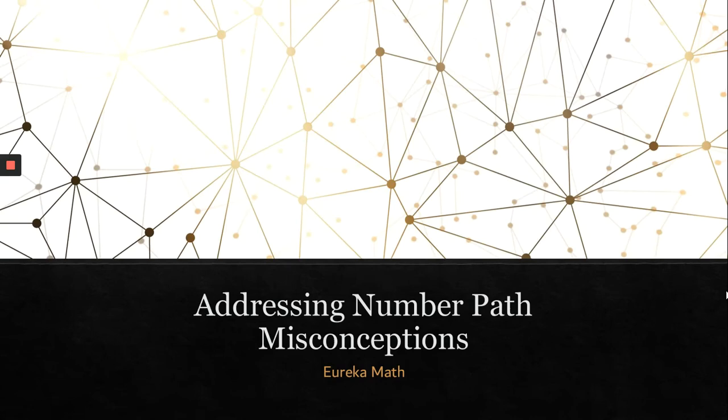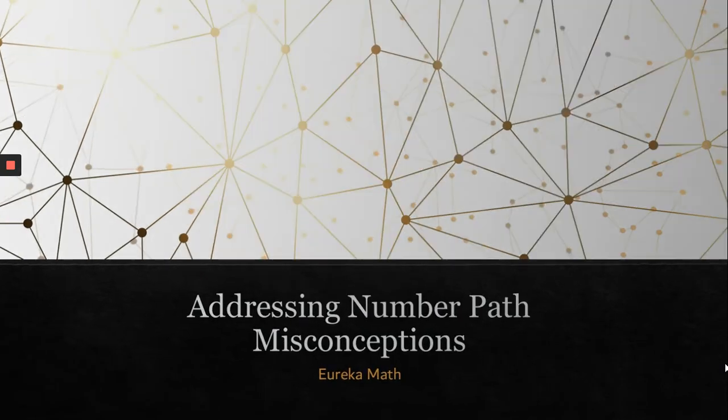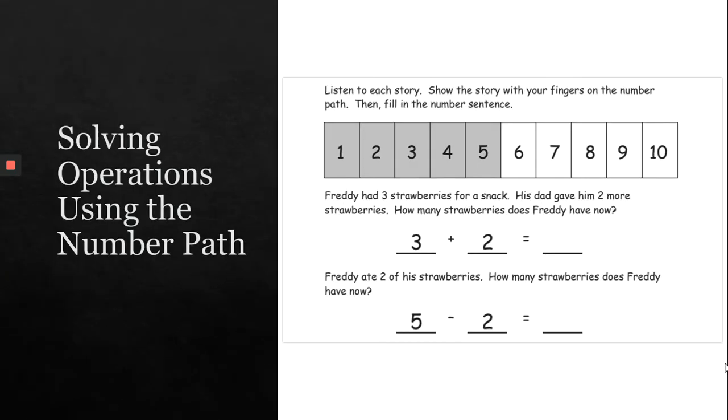Hi everyone, so today we'll be addressing number path misconceptions in Eureka Math Kindergarten. We're going to dive right into Module 4, Lesson 37, and we're going to talk about solving operations using the number path. So looking at the problem set, it says, listen to each story. Show the story with your fingers on the number path, then fill in the number sentence.